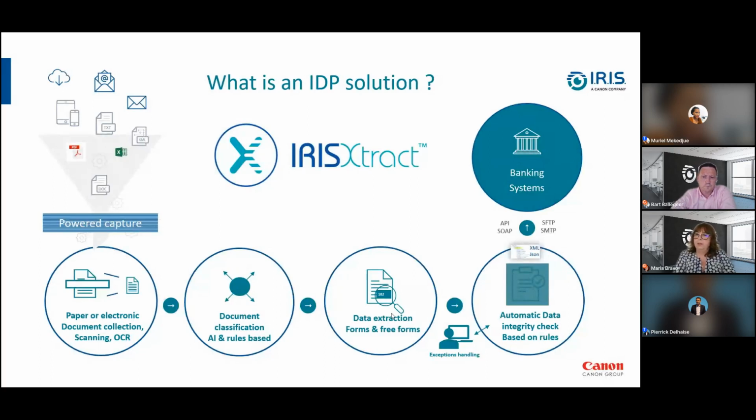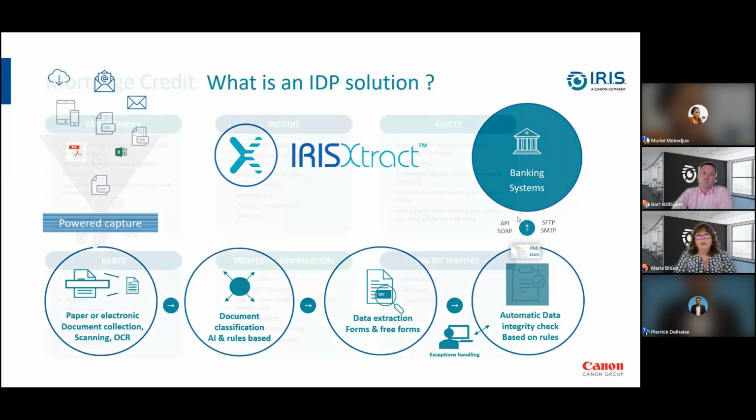The next step is to check the validity, to verify. So it's the automatic data integrity check based on rules. And of course, there are always exceptions, and those exceptions can be handled by a user. Then when the data are ready, we can distribute it into your banking system, for example a loan generation application, or an ERP, a CRM.